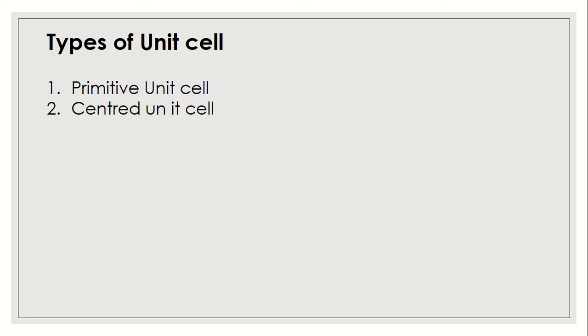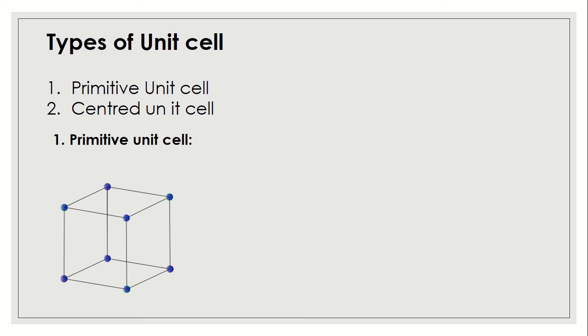Based on the position of constituent particles in a unit cell, unit cells are broadly classified into primitive unit cell and centered unit cell. Primitive unit cell: when constituent particles are present only on the corner positions of a unit cell, it is called a primitive unit cell. It is denoted by the letter P. You can note here the constituent particles are present only on the corners of a lattice point.